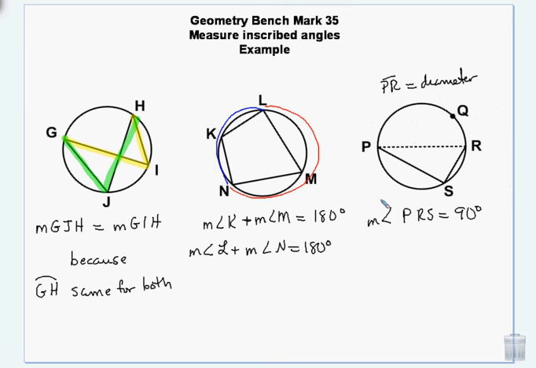Also, that makes PQR a semicircle. And remember, I have to use 3 letters because it's a major arc, because it's 180 degrees or greater. And remember, our minor arcs are less than 180 degrees, so we only have to use 2 letters. Okay, so major arcs are semicircles. Any questions about that?